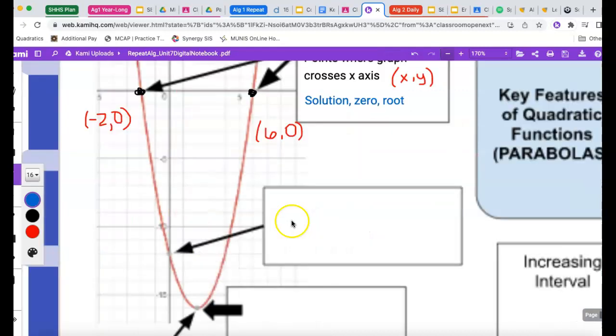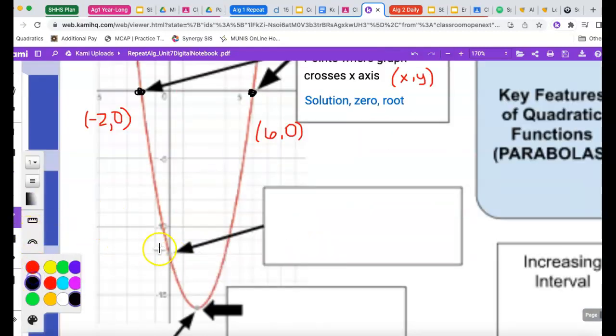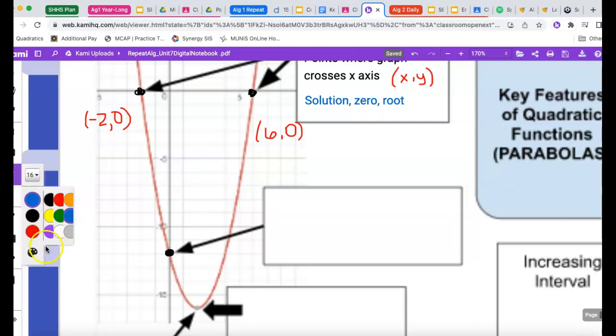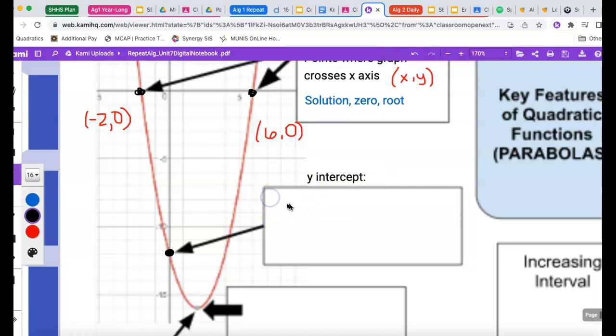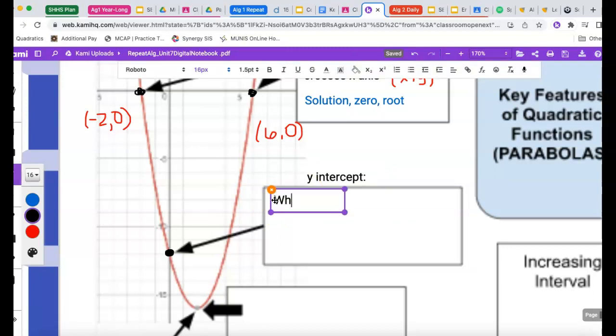The next little arrow is pointing right here. We'll go ahead and put our point right here. So this is where the graph crosses the y-axis. So instead of being an x-intercept, this is now your y-intercept, which has the same definition, except it's where the graph crosses the y-axis.